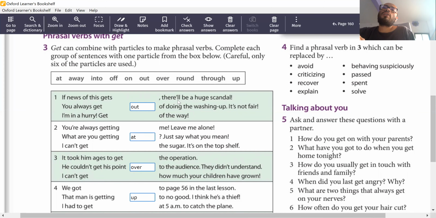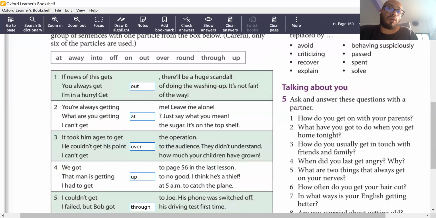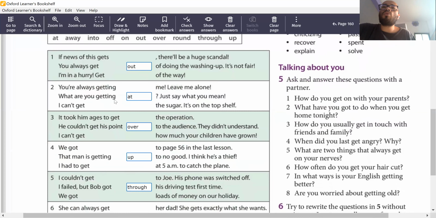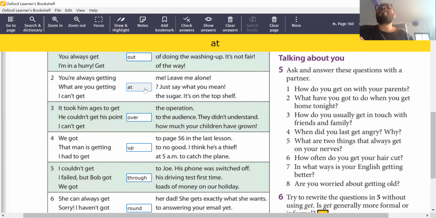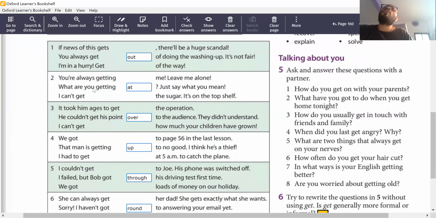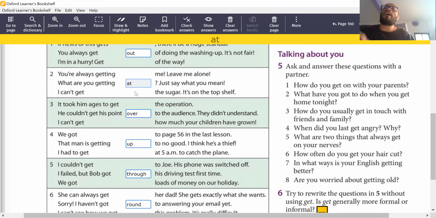There'll be a huge scandal, get out, that means come out. Number 2, you're always getting at me. You're always behind me, you're always following me. What are you getting at? Just say what you mean. That means you are repeating things, or saying the opposites, and I don't understand you. What are you getting at? What do you mean? I can't get at the sugar.